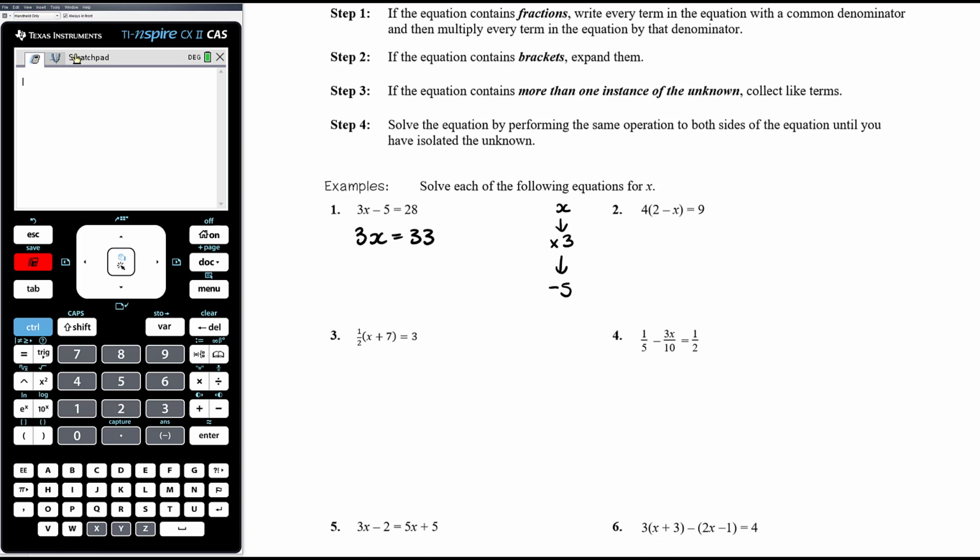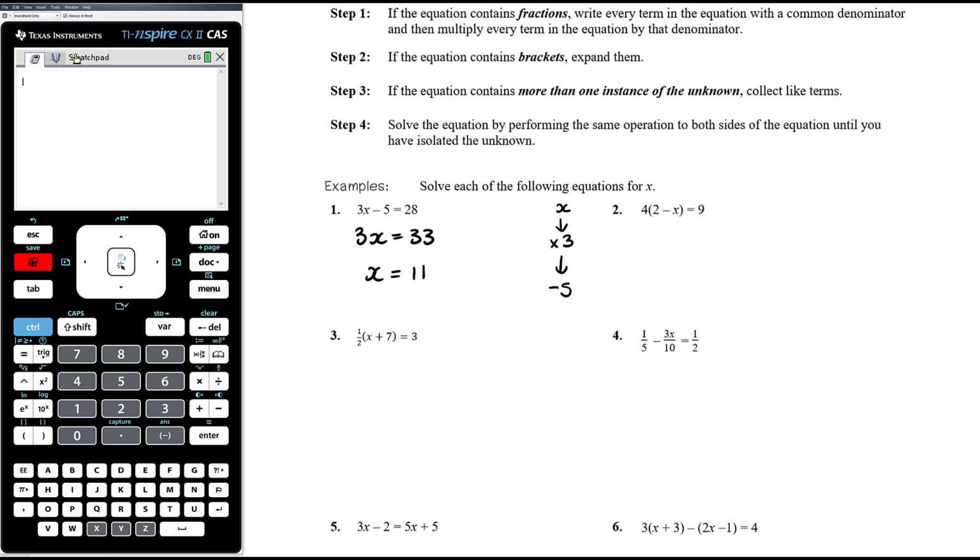And then let's divide both sides by 3, which is the opposite of multiplying by 3, so that we get x equals 11. Okay, example 2. Now it's an equation, we've got brackets here, so one of my first steps would be to expand the brackets.